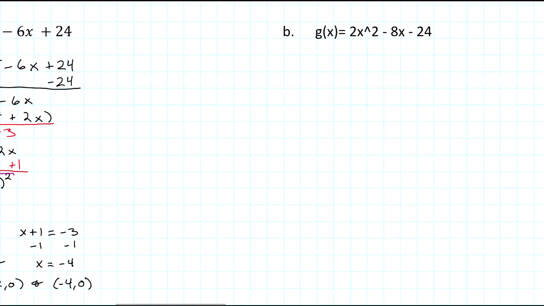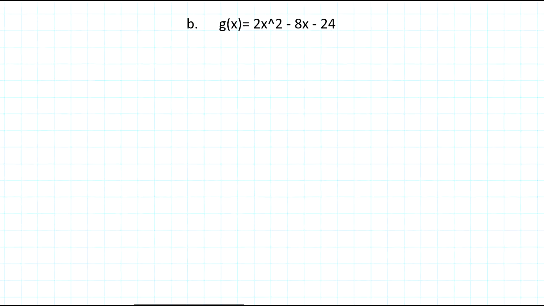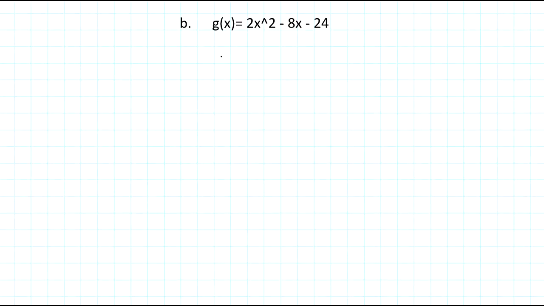Moving on to part B, we have g of x equals 2x squared minus 8x minus 24. We set the output to 0 so that we can find the x-intercepts.